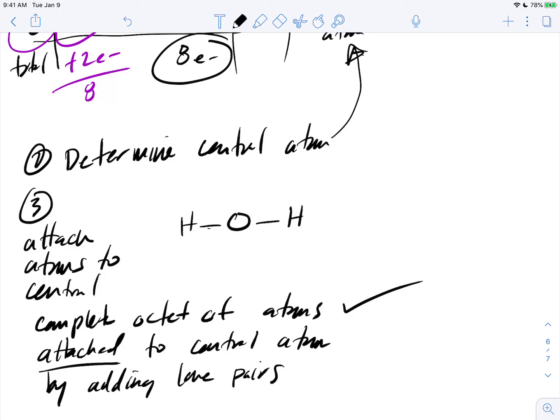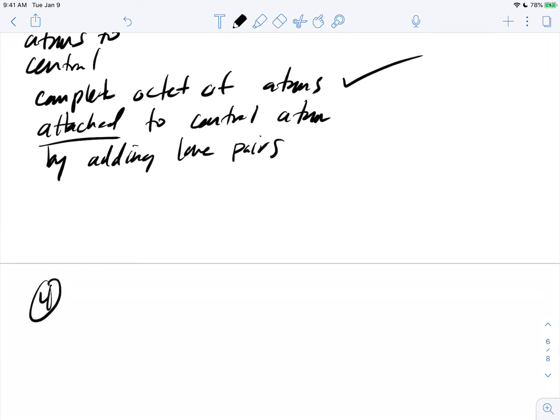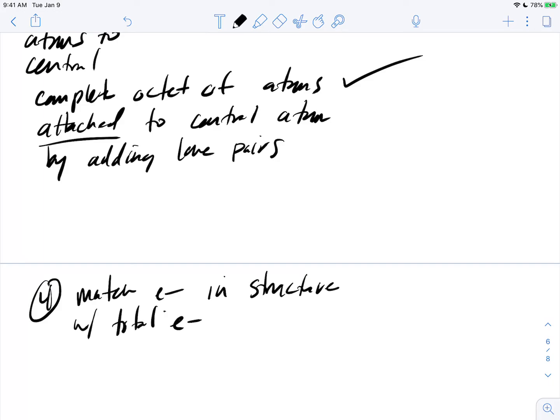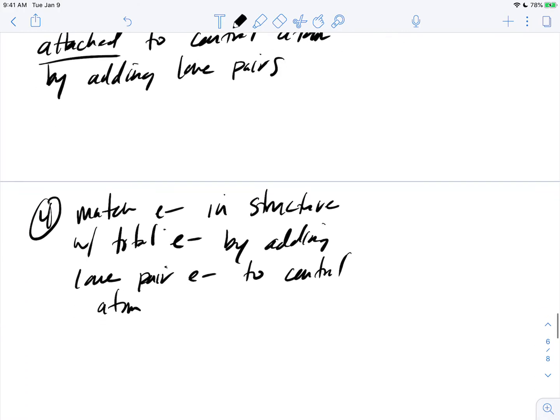So we attach. We do not add anything to oxygen, though we recognize right now it currently does not have enough electrons. Okay. So then what you're going to do, the fourth step, is you're going to match electrons in the structure, your Lewis structure, with total electrons that you calculated. In this case, it's going to be 8, by adding lone pair electrons to central atom. So a lot of people like to combine this, kind of just do 3, 4 together. It's really important you do it stepwise or you run into issues.